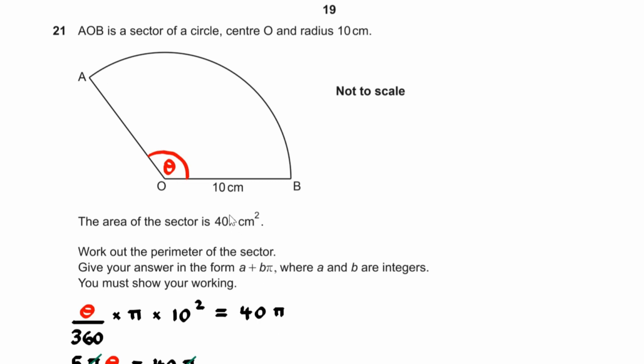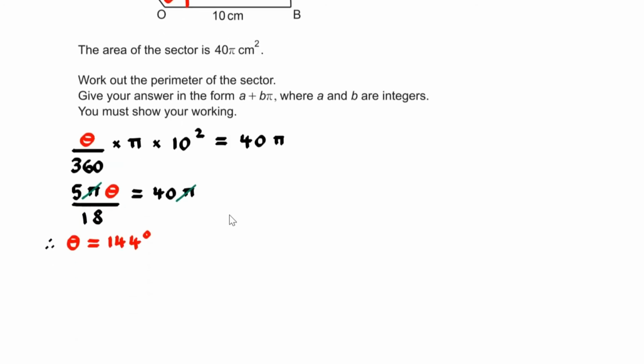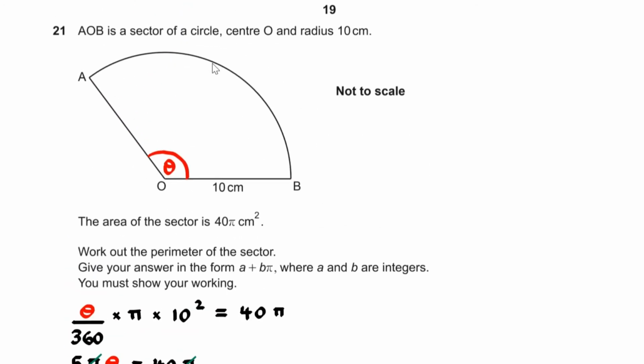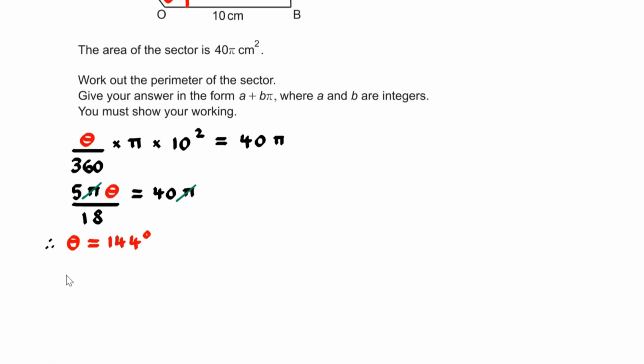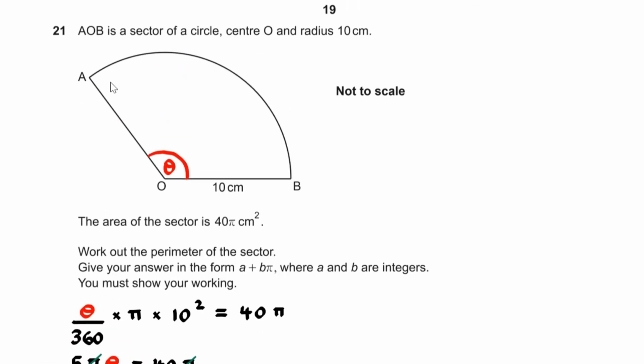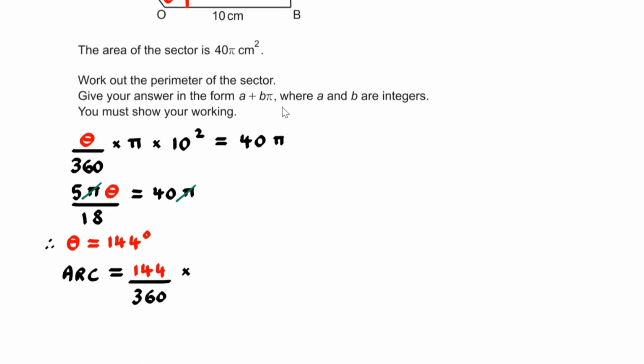I've got 144 degrees for theta, and therefore what I can do now is find out the perimeter of the sector. So what we can now do is find out the curved length. We can find out the arc length. That's equal to, well, we have a fraction of a full circle. So I've got 144 over 360 multiplied by, well, I have to multiply by 2 pi r.